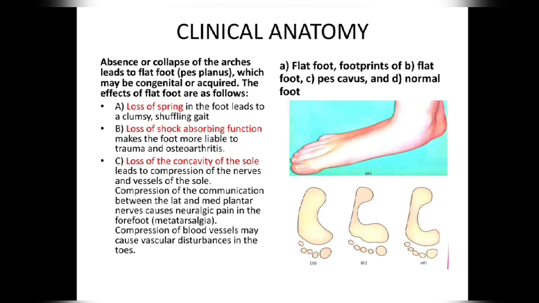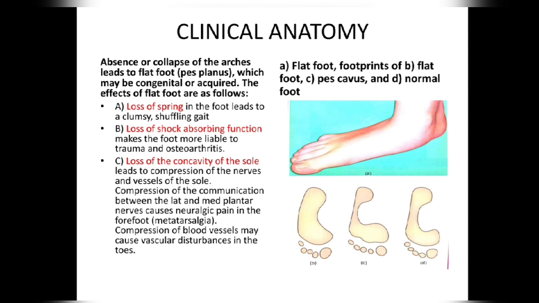Clinical anatomy. Absence or collapse of the arches leads to flat foot, pes planus, which may be congenital or acquired. The effects of flat foot are as follows. Number one, loss of spring in the foot leads to a clumsy shuffling gait. Loss of shock absorbing function makes the foot more liable to trauma and osteoarthritis.